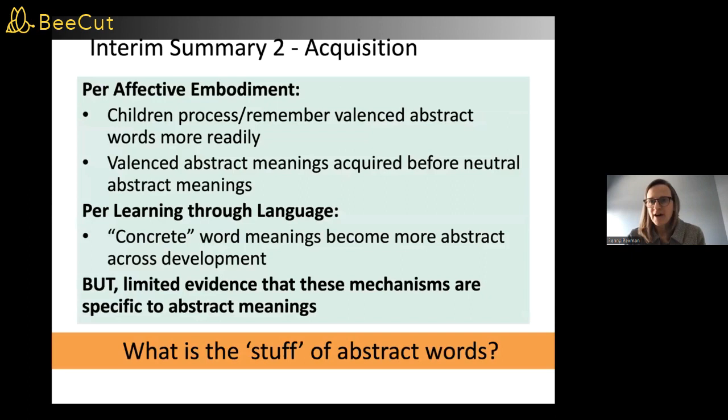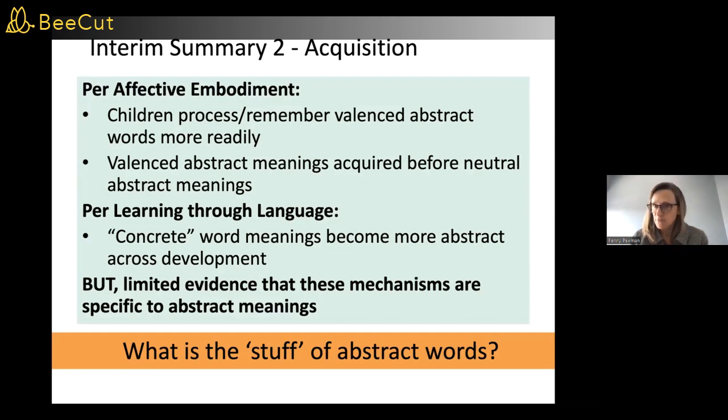Okay, so an interim summary of what I've told you in this second section about acquisition. Consistent with the idea of affective embodiment, I've shown you evidence that children process and remember valenced abstract words more readily. I showed you only the data from the remember part, but we've also looked at children's processing through things like lexical decision performance, and again found some similar evidence that valenced abstract words might be processed differently than neutral abstract words. So the implication is that valenced abstract meanings do seem to be acquired before neutral abstract meanings, and that the particular challenge for children is those neutral abstract meanings. They might be the ones that rely most heavily on acquisition through language mechanisms.